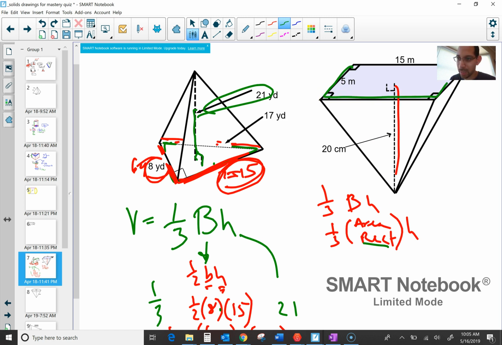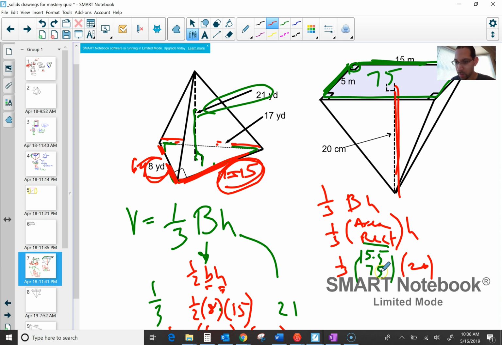Its base and its height have to be perpendicular to each other. One of those lengths is 15, the other one is 5. 15 times 5 is the area of the rectangle, and I believe that's 75. So this is 75 meters squared. We're going to take this 75, sorry about the words underneath, 75 times 1/3 and times the height of the whole pyramid, which is 20, right here.